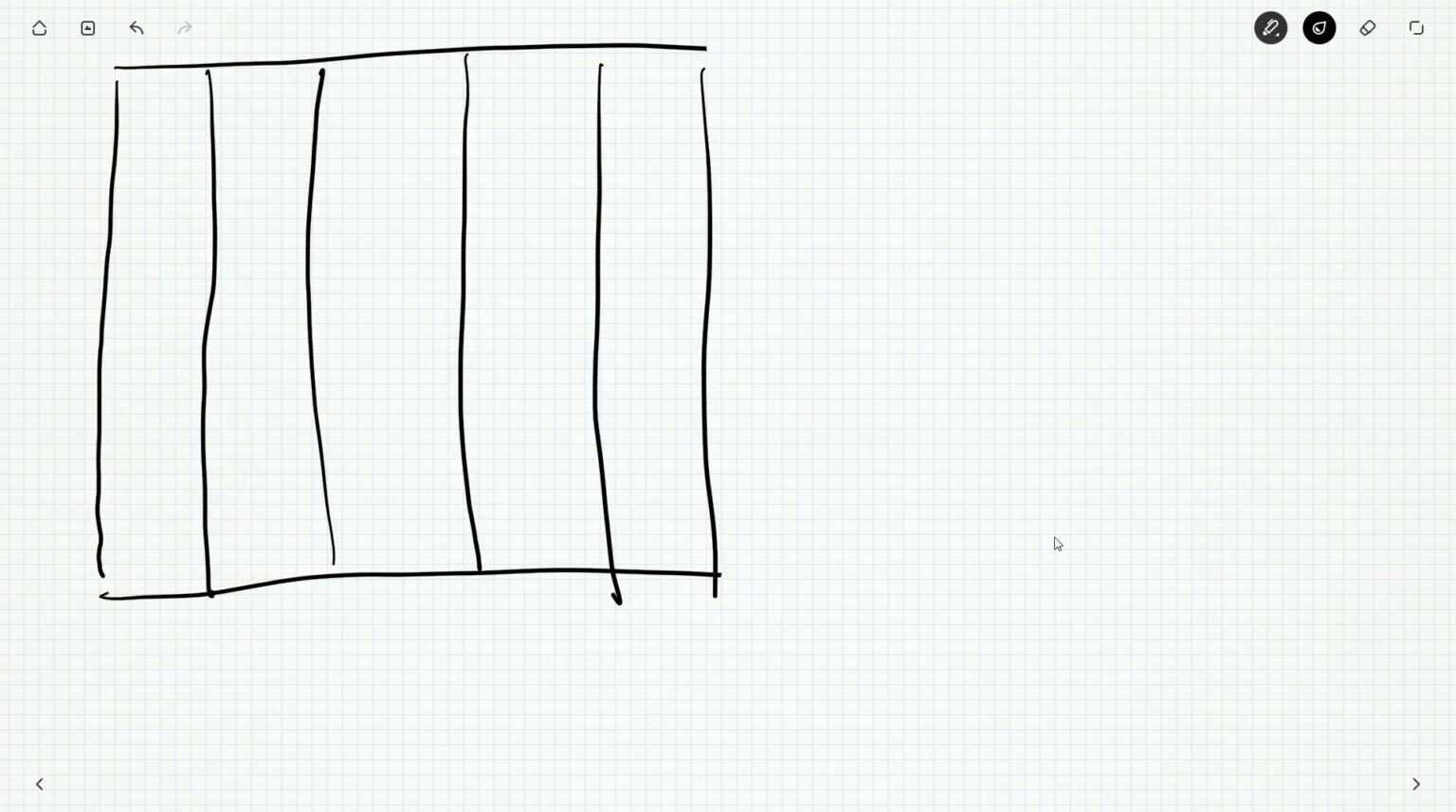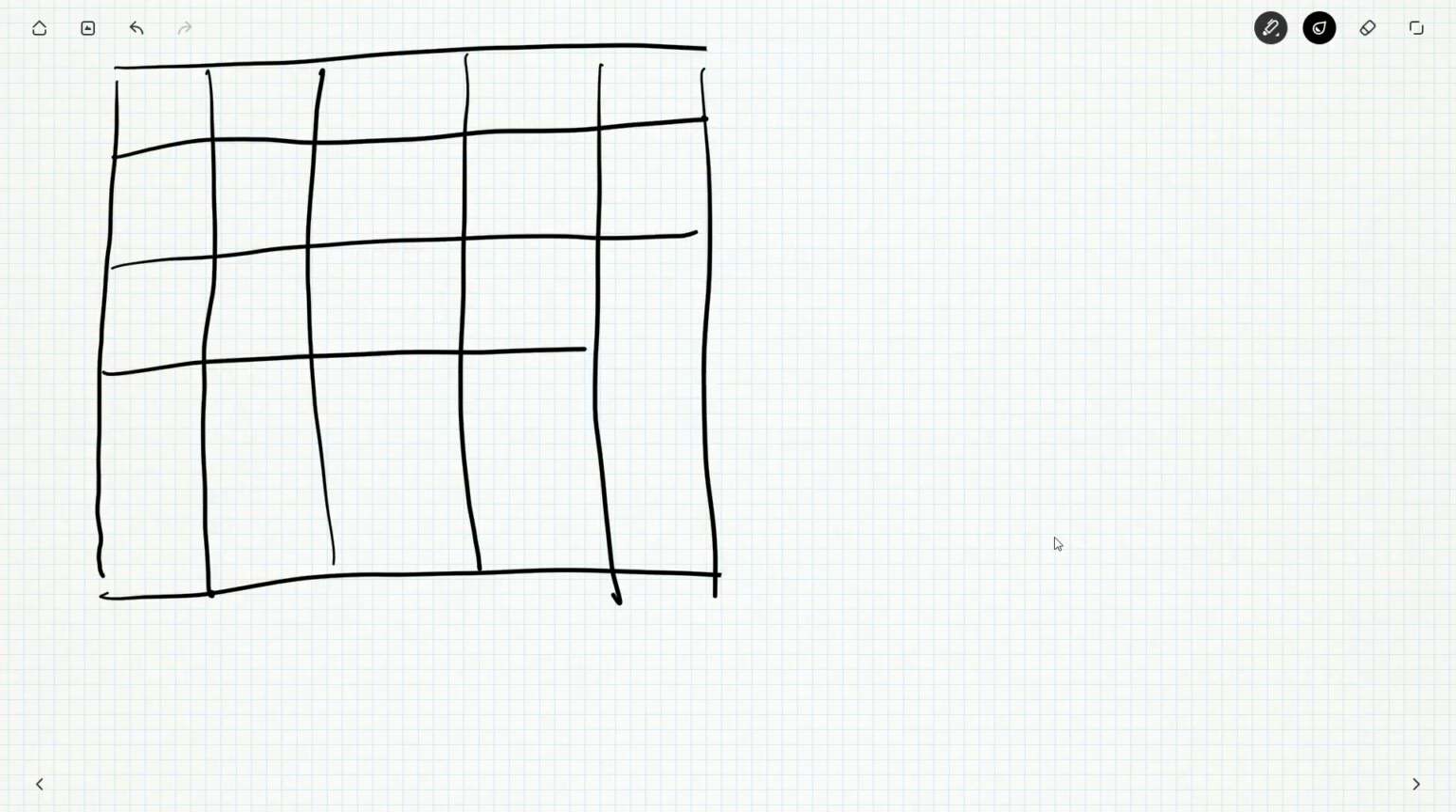So there's 5 columns. There need to be 5 rows. And if you couldn't do a 6x6 grid, what sort of grids could you do? Could you do a 5x7? Would you be able to sort that one out?